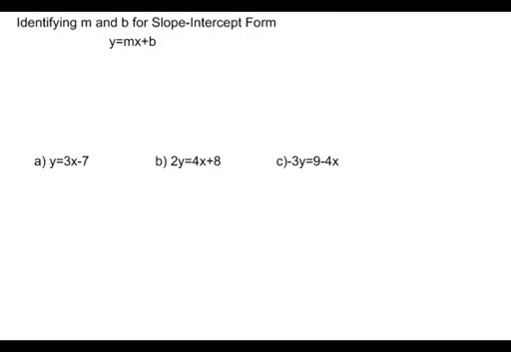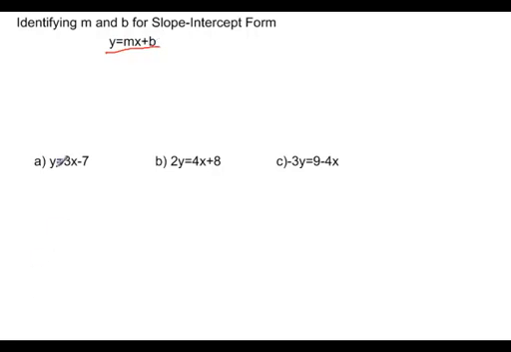So if we start off, we take a look at what we're given up here, and we're going to identify m and b in slope-intercept form. Here is slope-intercept form, and m is always attached to the x variable, and b is always the standalone or the constant that's in the equation.